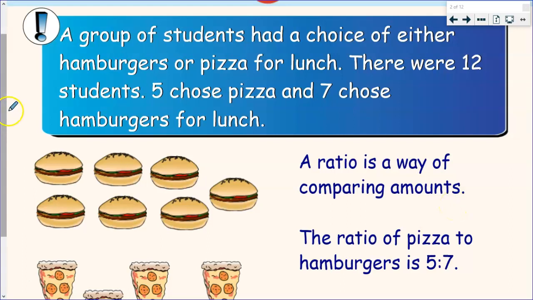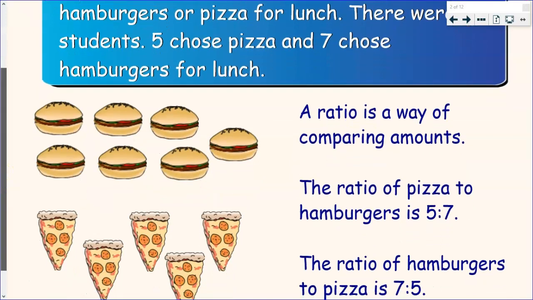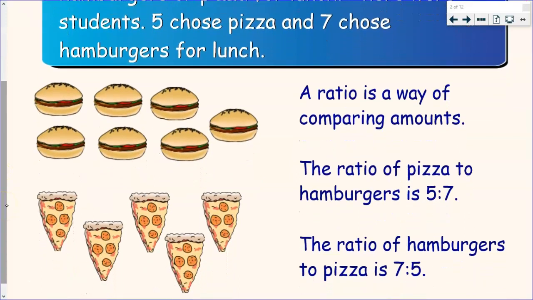Let's just do this basic question here. A group of students had a choice of either hamburgers or pizza for lunch. 12 students, 5 chose pizza, 7 chose hamburgers. So they drew the diagrams here for a visual. So the ratio of pizza to hamburgers is 5:7.